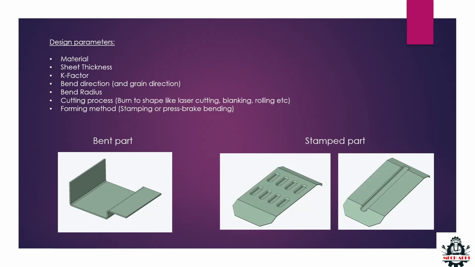Then we move on to K factor, which is also a criteria for bending, and then we're going to talk about bending direction, bend radius, cutting process, and forming methods.